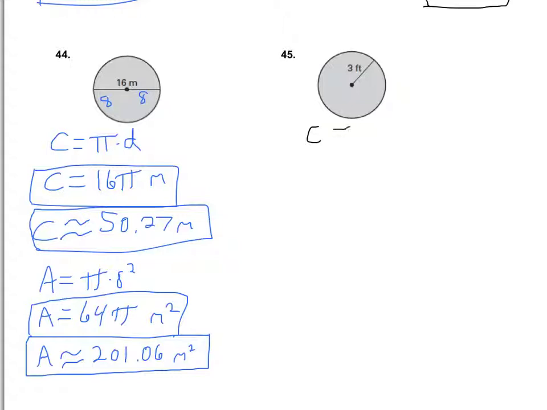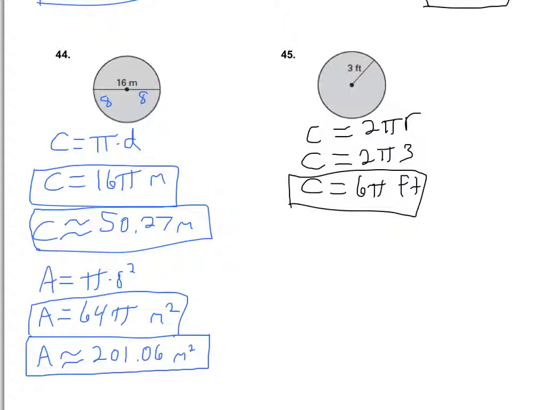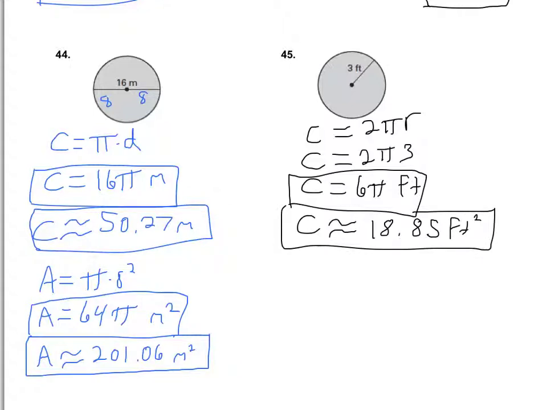Another formula for circumference besides diameter times pi is 2 pi r. And I like to use that one when I'm given a radius instead of a diameter. So in this case, 2 pi 3. And if you multiply, you get 6 pi feet. That would be the exact circumference. If I multiply that out, 6 times pi, and I round, the circumference is approximately 18.85 feet. And we'll do area.